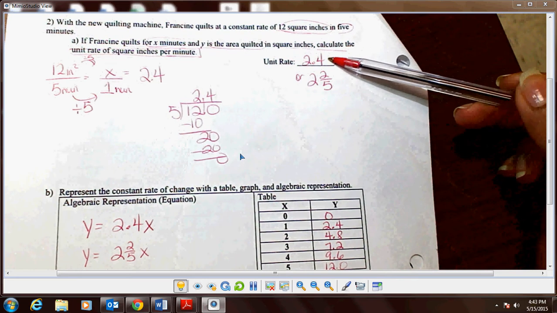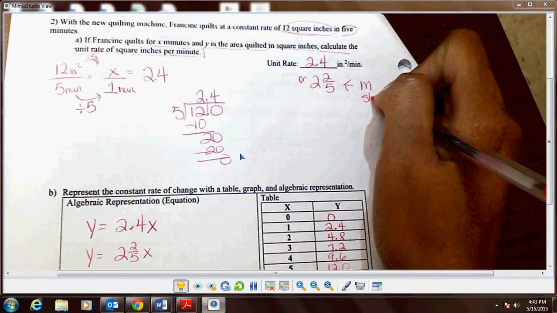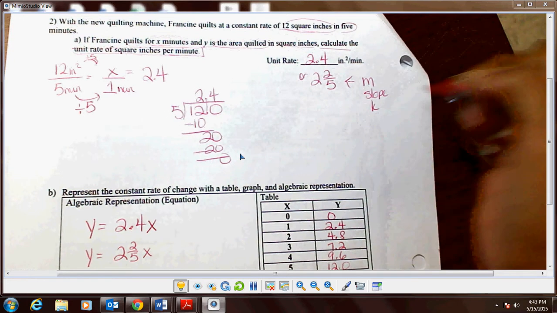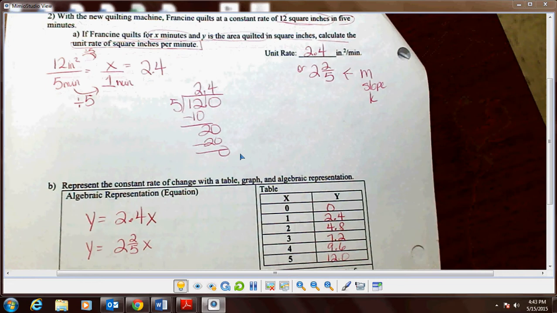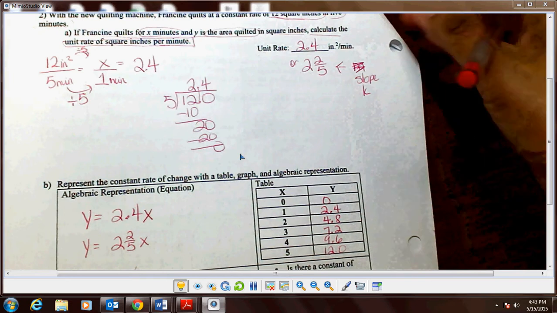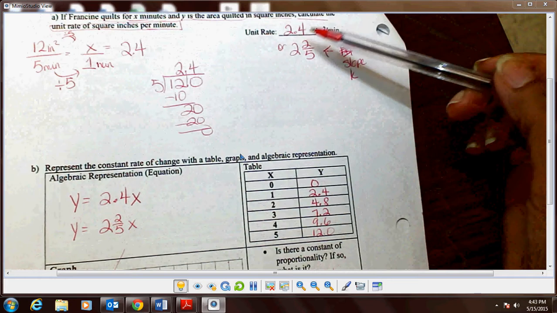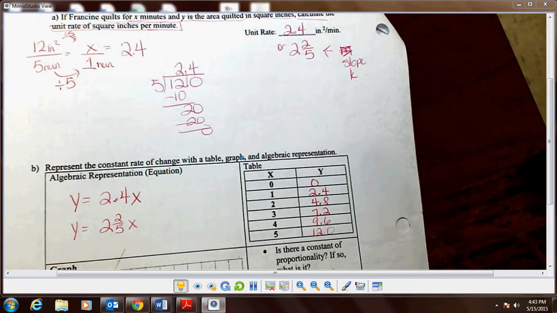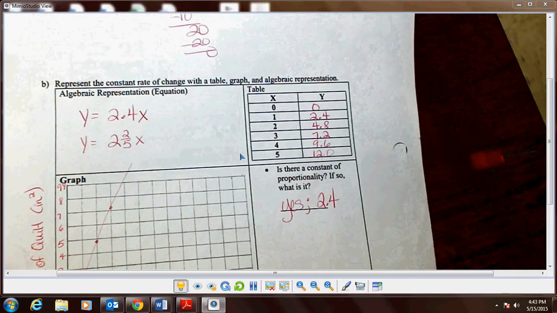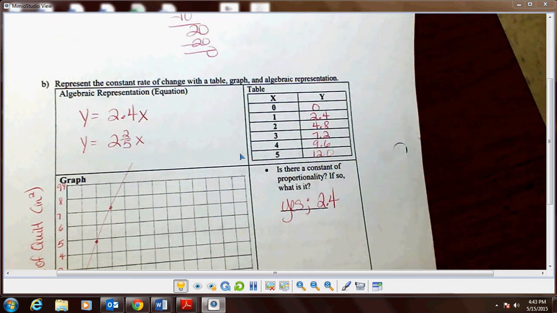So my unit rate is 2 4/10, which means that this is going to be my m, or my slope, or my k, depending on the type of equation it is. And since it happens to be a unit rate, it's not even m, it's really k, because it's going to be in the form of y equals kx since it's proportional. So that's how we go from the unit rate to part B, which is our multiple representations. So since there is nothing being added or subtracted with it, then our equation is just simply y equals 2.4x, or y equals 2 2/5 x, either one.